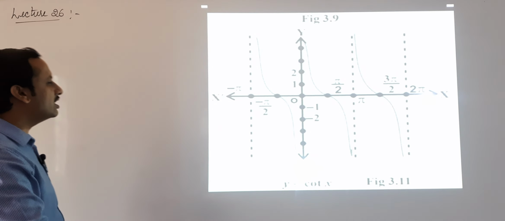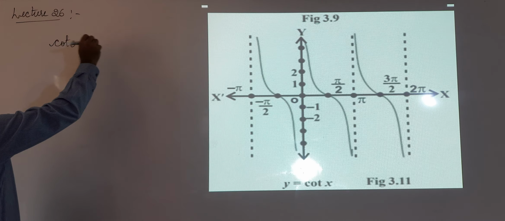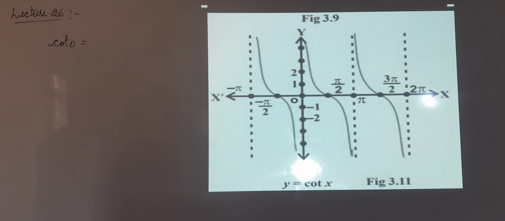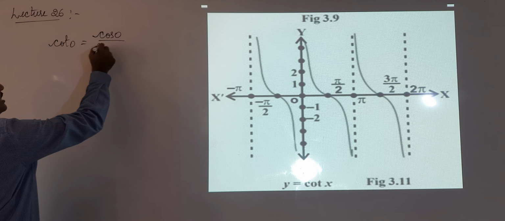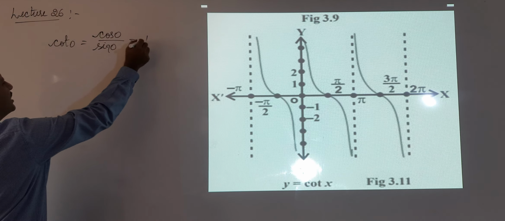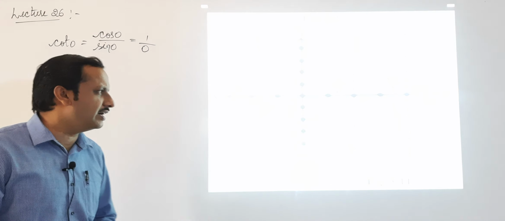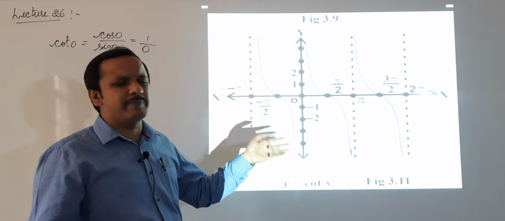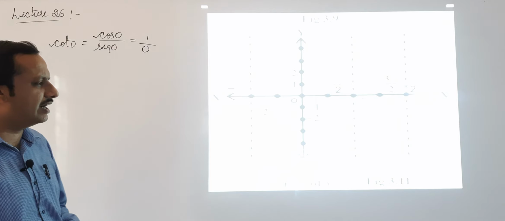Why is cot 0 not defined? I will give you the reason also. Cot x is equal to cos x by sin x. So cot 0 will be cos 0 divided by sin 0. Cos 0 is 1, sin 0 is 0. 1 by 0 is not defined. So at 0 it is not defined. At 0, at pi, at 2 pi it is not defined, but everywhere else it is defined.